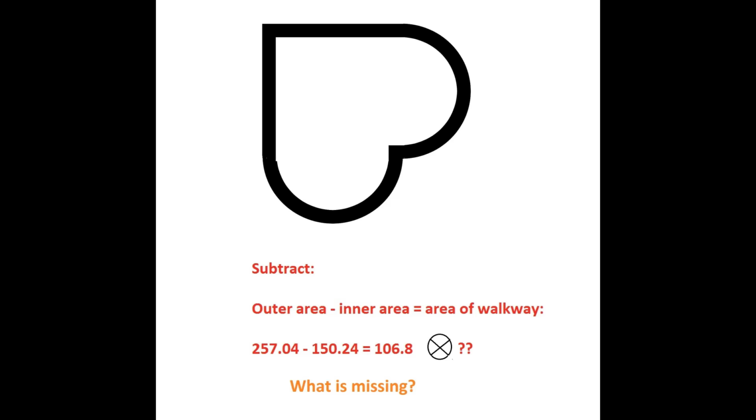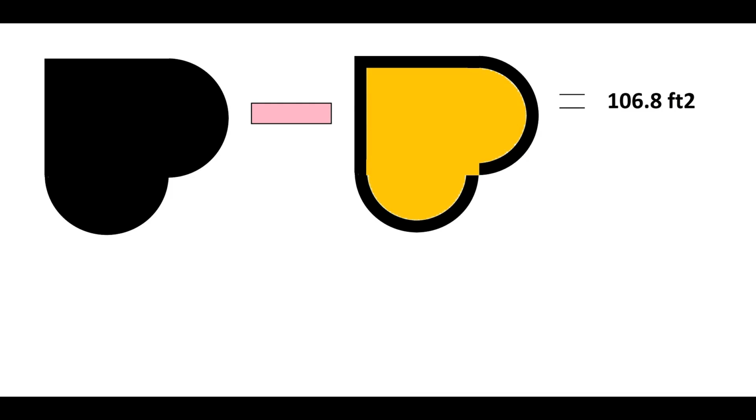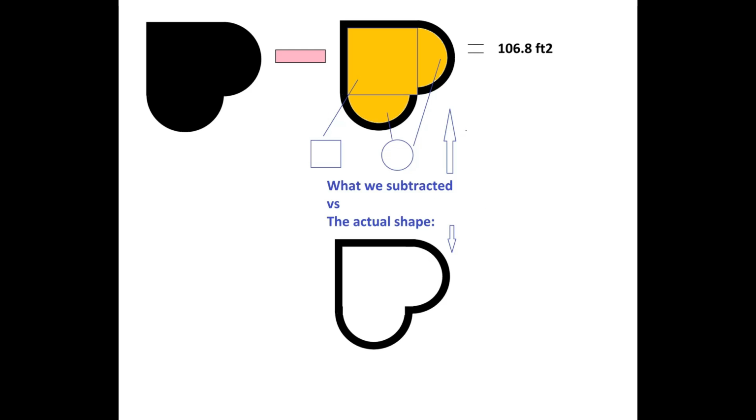Let's take a closer look at this shape. This in pictures is what we subtracted. We subtracted that entire black area on the left hand side from the orange area on the right hand side and got 106.8 feet squared. That should represent that black outline around the orange area. But I want y'all to take a closer look at this. Here's our original square that we removed when we determined the area of the orange section. There's a square, there's a circle, but here's the actual shape. Compare those two. What we subtracted at the top is not what the actual shape looks like.